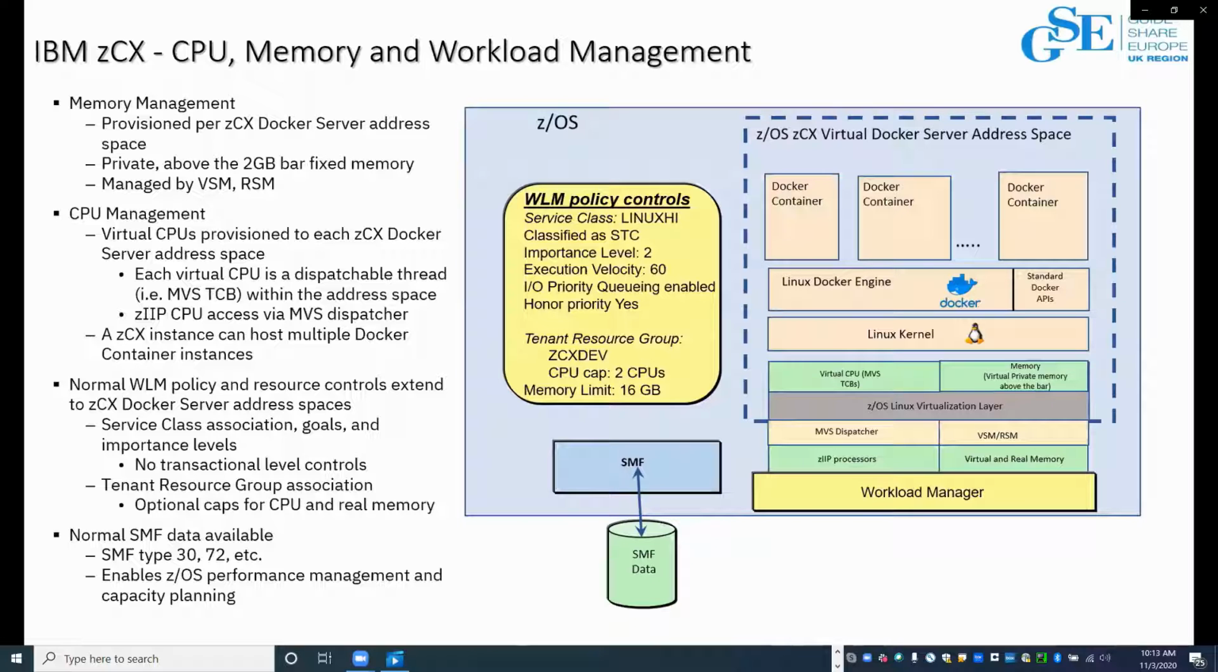You can use a resource group, whether it's a normal resource group or a tenant resource group, to cap the amount of CPU you want it to use, whether you want the zIIP processors to flow over to regular processors. Of course, there's the overall IIP honor priority queuing for the whole system as well, but you could also control that at a resource group level. You could also limit how much real memory you want the appliance to use.